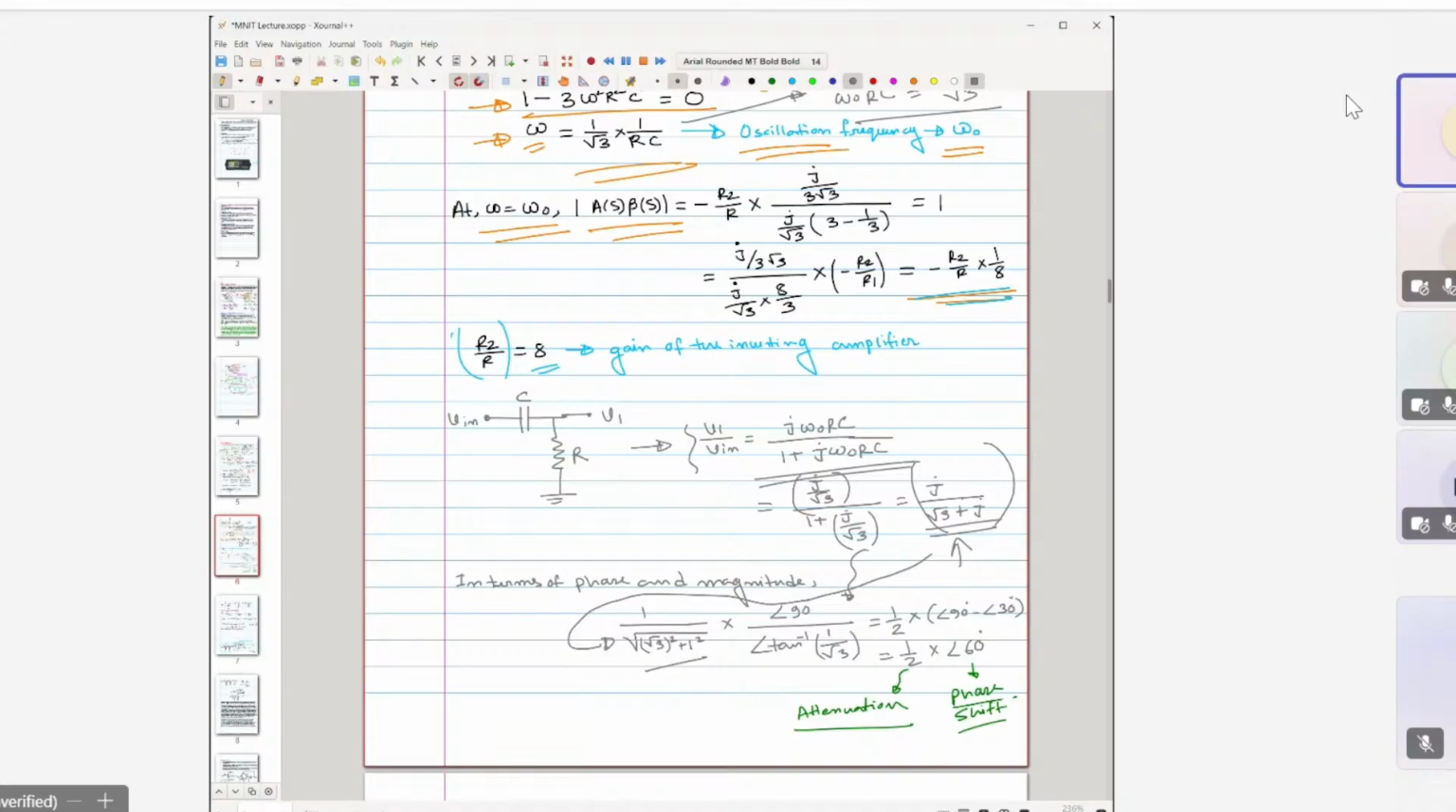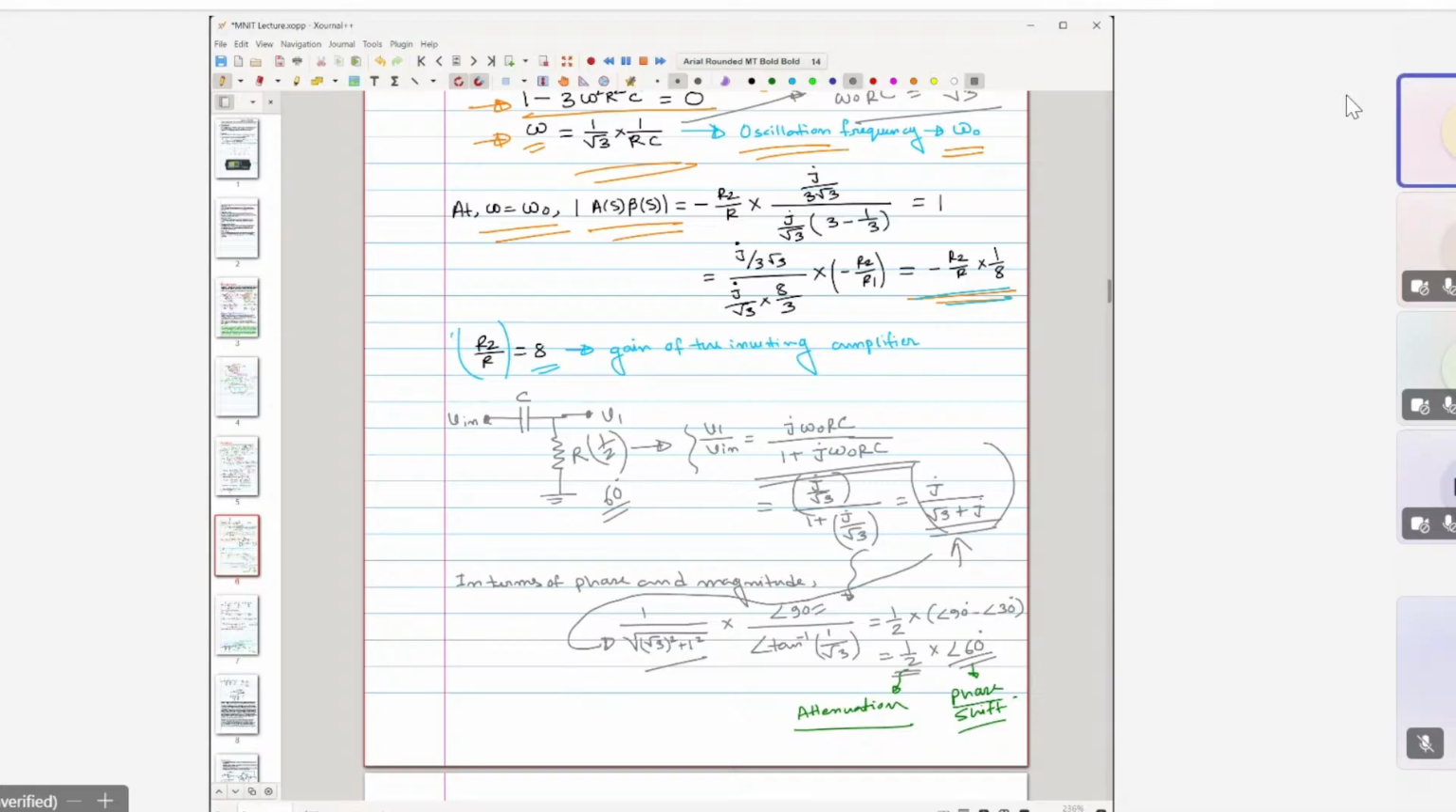So it becomes 1 over root over of this, root 3 this part. And what is the angle part? This is only j, so that gives 90 degree, and this is tan inverse 1 by root 3, which is 30, so it is basically 90 minus 30, so that gives 60 degree. And if you calculate this magnitude, it turns out to be 1 by 2. So the magnitude is half, and the phase angle is 60 degree. So that means between the input and the output, the amplitude would be reduced by half, and there would be a phase difference of 60 degree.